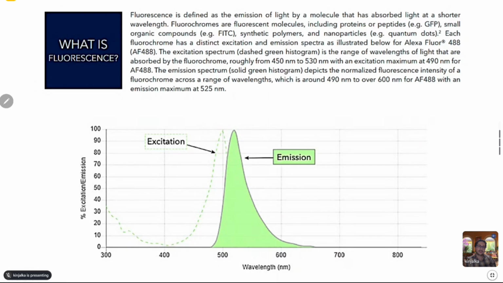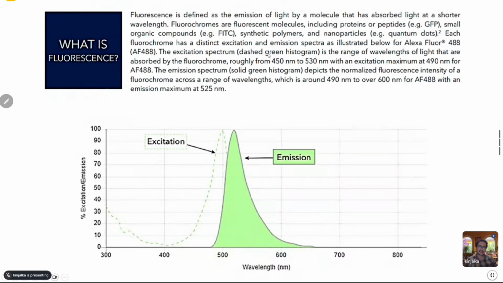Now coming to fluorescence. So we saw that there are two things. One is there is an excitation wavelength and an emission wavelength. Right. So fluorescence is basically defined as the emission of light by a molecule that has absorbed light at a shorter wavelength. Fluorochromes or fluorophores are fluorescent molecules, which include proteins or peptides, small organic compounds, synthetic polymers, nanoparticles, etc.